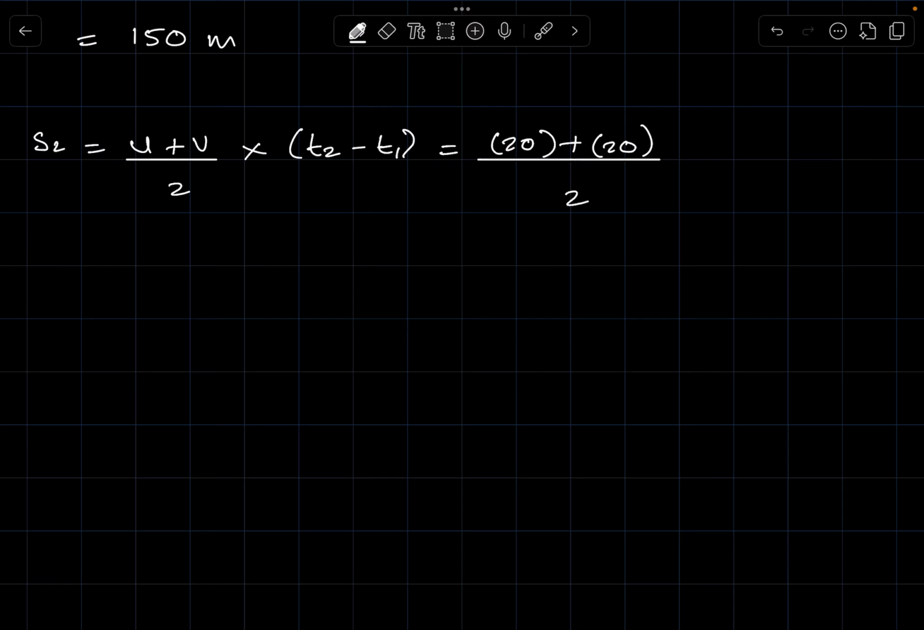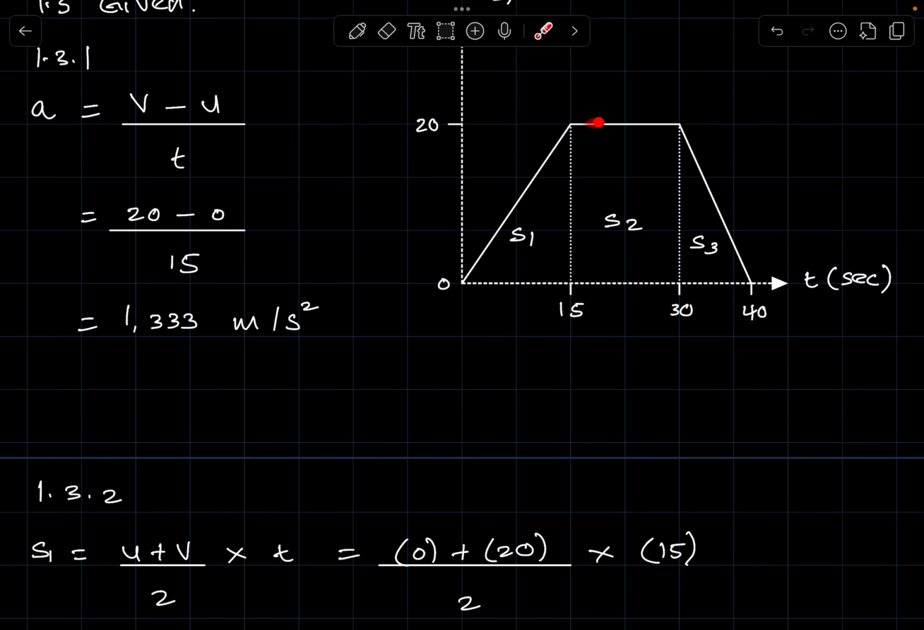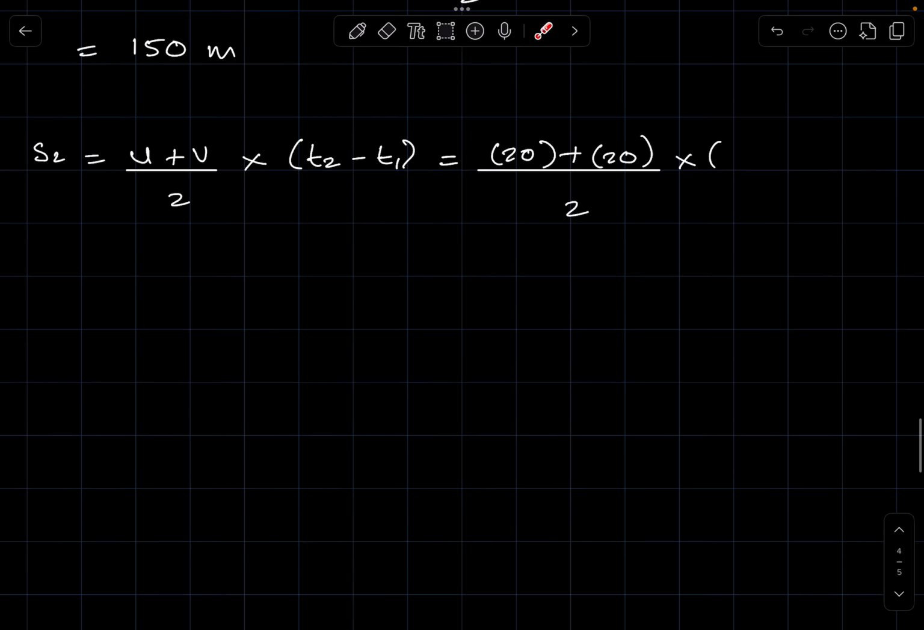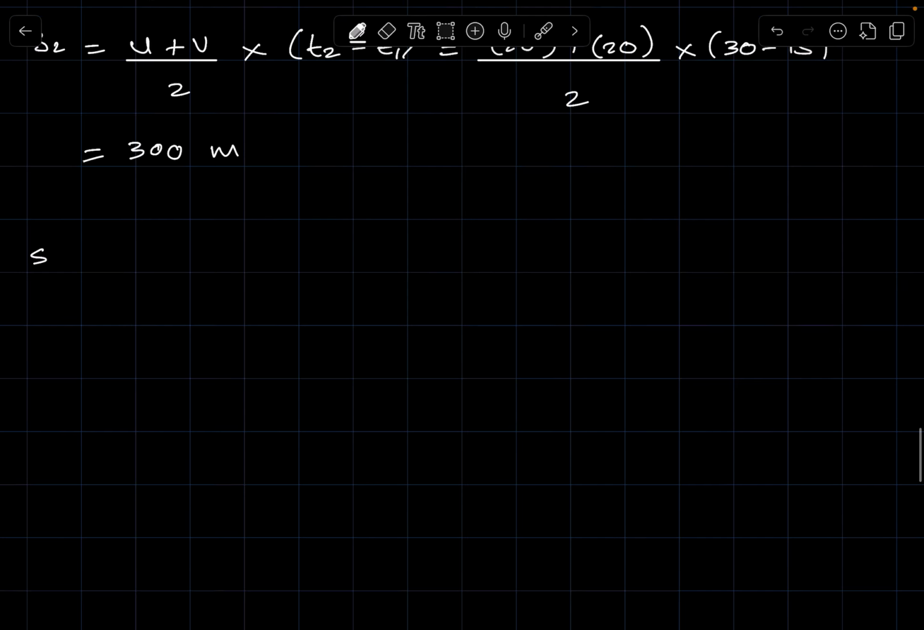That's the average velocity of section 2, times the time it took for the object to move from here to there, which is 30 minus 15. Punching that in your calculators, you should get 300 meters. Now we calculate the distance moved in the third section.